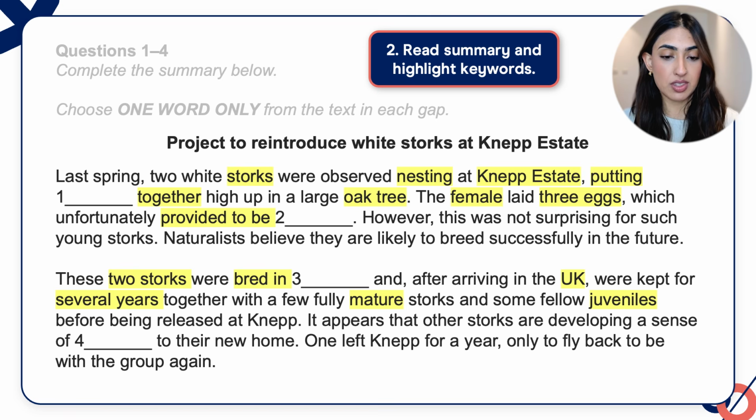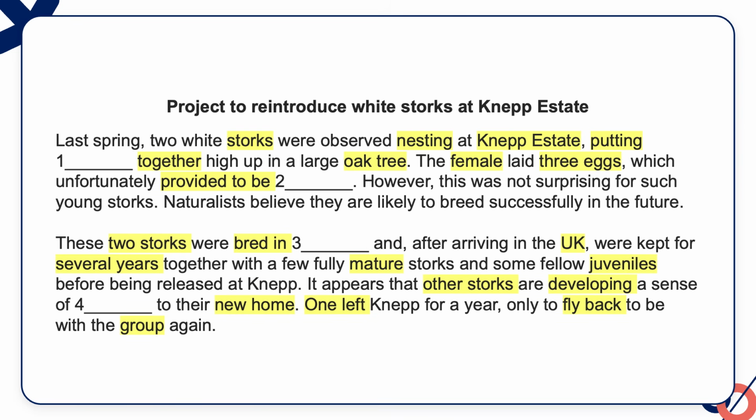And here's the final part of the summary. It appears that other storks are developing a sense of blank to their new home. One left NEP for a year only to fly back to be with the group again. Here, I've highlighted other storks, developing, and new home because they all seem to be important clues that will lead us to the correct answer. In the final sentence, I've highlighted one left, fly back, and group to describe the behavior of one of the storks. Well done. Here's the summary with the keywords highlighted.